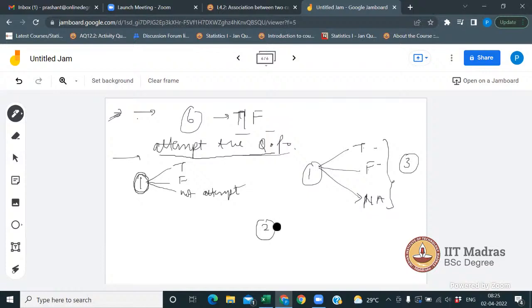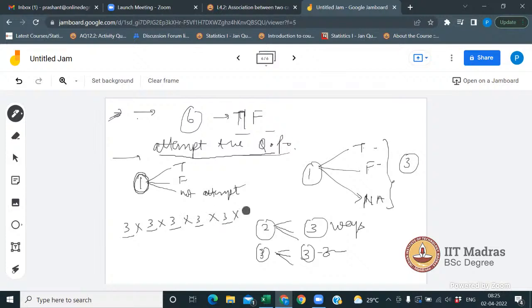Similarly, for the second question, again you will have 3 ways. For the third question, you will have 3 ways, and so on up to 6. That means for the first question you have three ways, second three ways, third, fourth, fifth and sixth, so 3 ways for each of the 6 questions. Is it clear? Yes, sir.